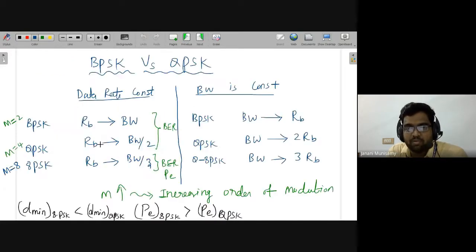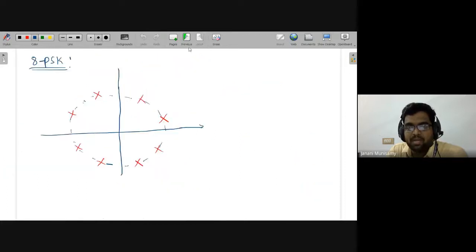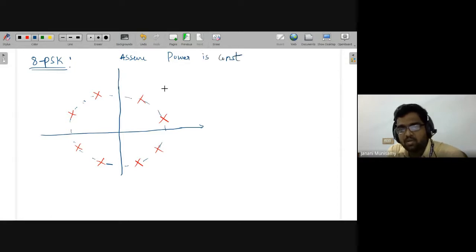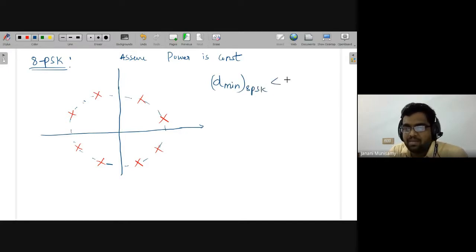If you go from QPSK to 8 PSK, the main assumption here is that power is constant. The average power of the symbol is constant. Once the average power of the symbol is constant, then definitely the D minimum in case of 8 PSK will be less than D minimum in case of QPSK.